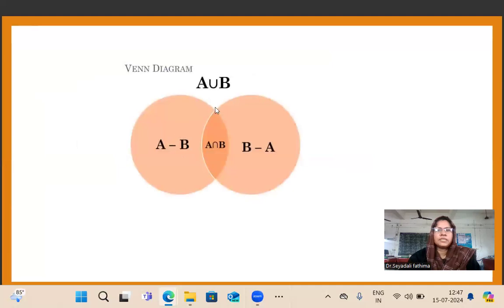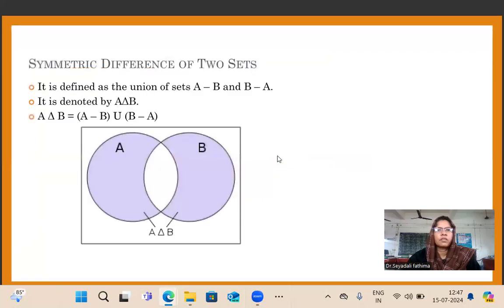This diagram represents A union B, A intersection B, A minus B, and B minus A. The symmetric difference of two sets is denoted by A delta B. A delta B is equal to A minus B union B minus A.